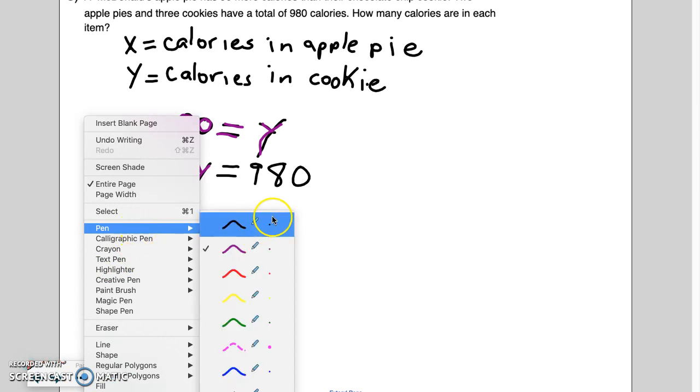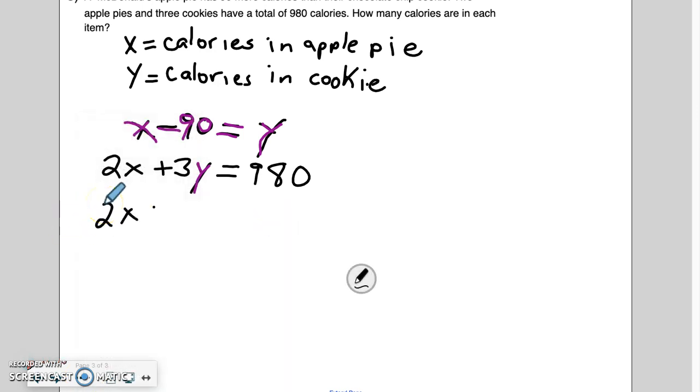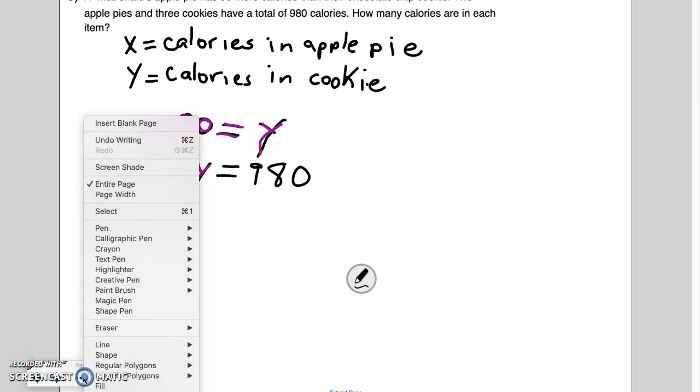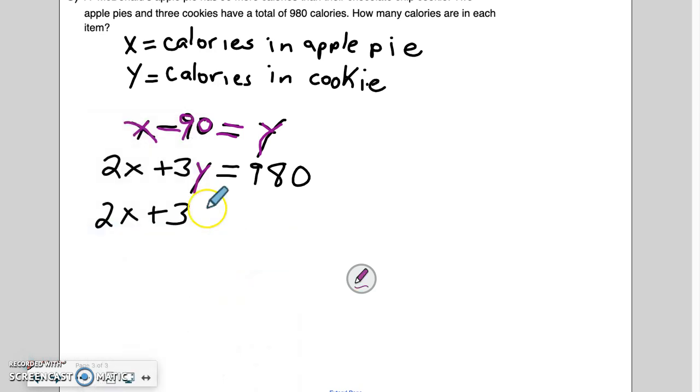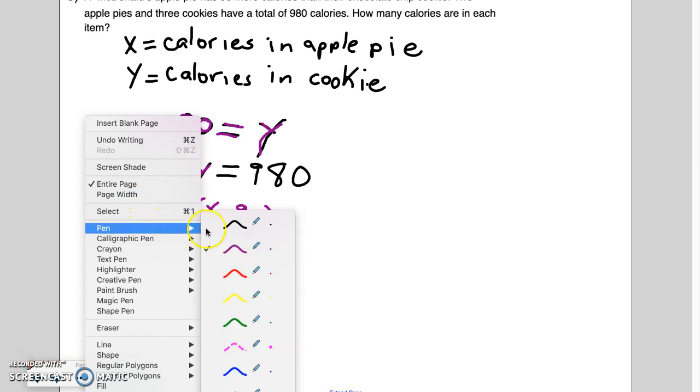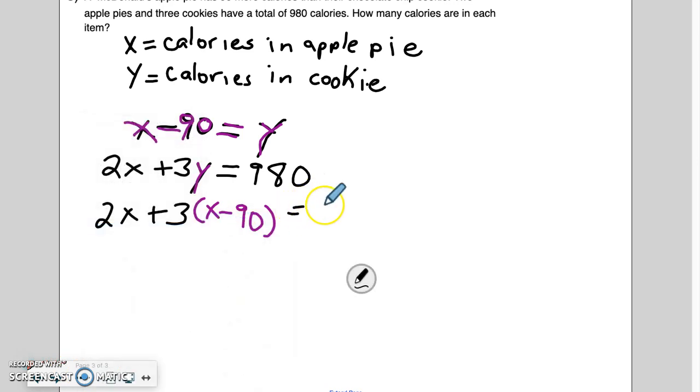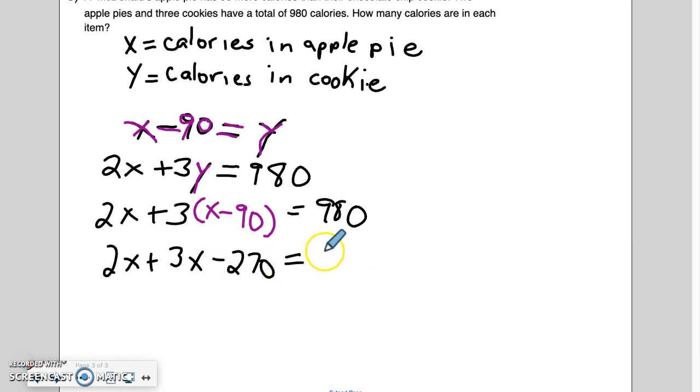So we're going to do 2x plus 3, and instead of writing the y, I can write what y equals, which is x minus 90. So I substituted, right? And then that equals 980. So then we're going to distribute: 2x plus 3x minus 270 equals 980. All right, let's combine like terms. 5x minus 270 equals 980.